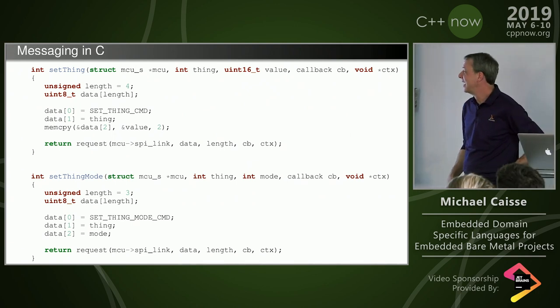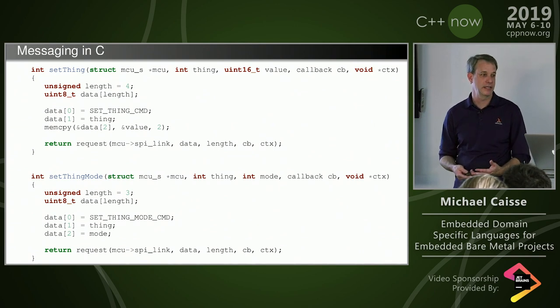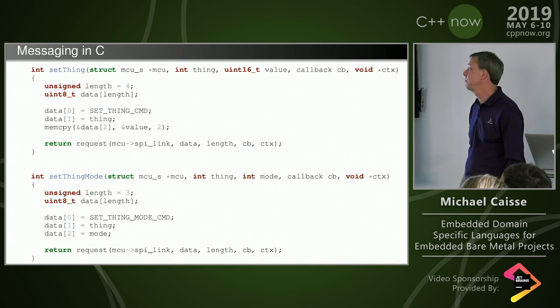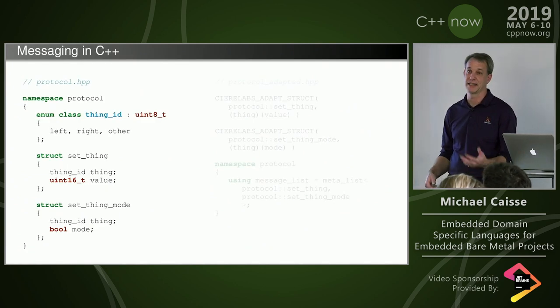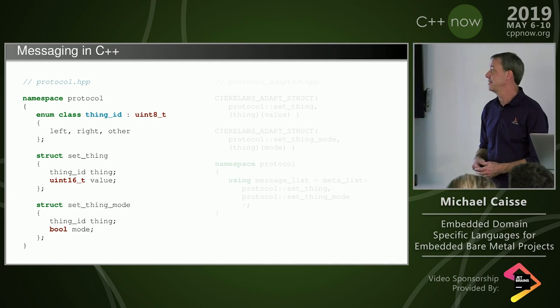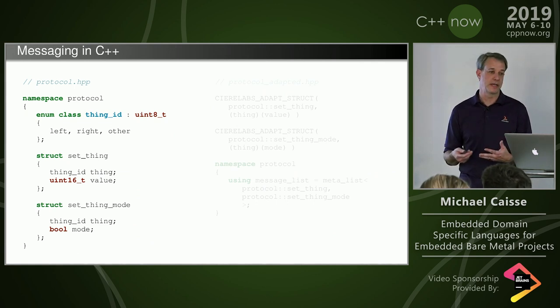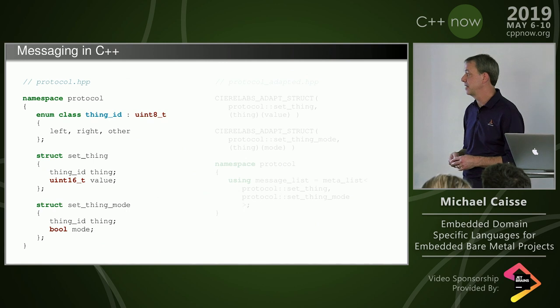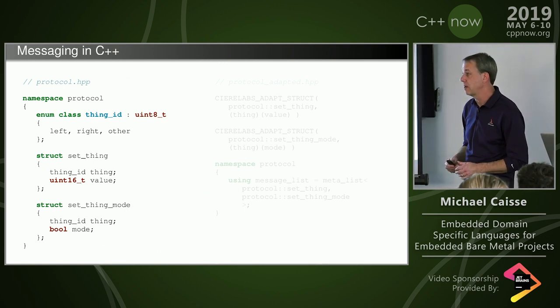So here is a perfect example of where type safety saves you, right? If we used different types, we would be better off. So the first thing we did is our thing actually has an ID. It has a left and a right and an other. And our set thing then has the thing ID, and it actually has a value associated with it. We're using types in order to describe the messages. And those messages then have to do with the what, not the hows.